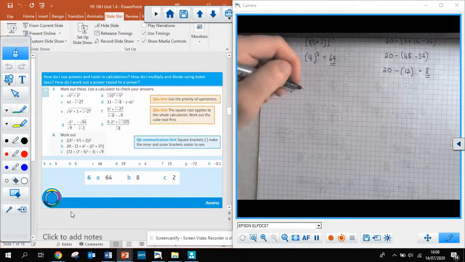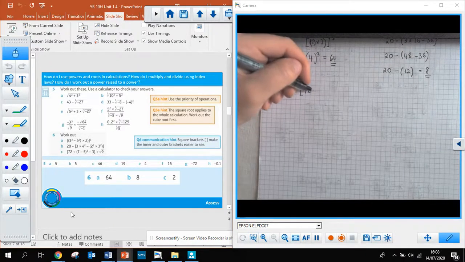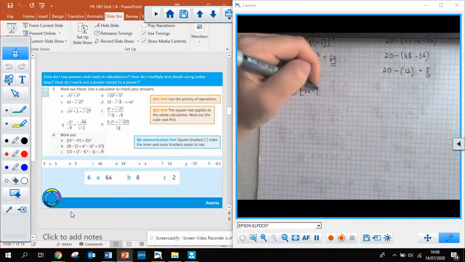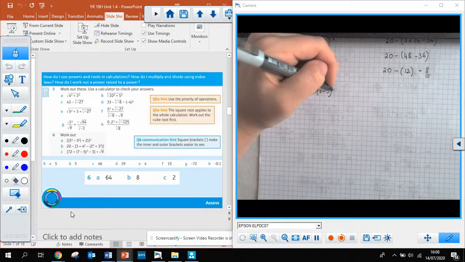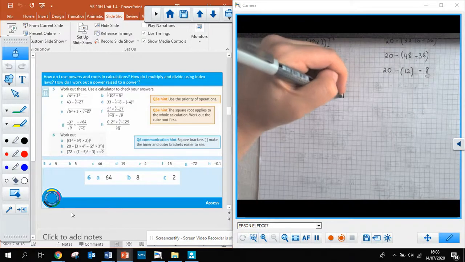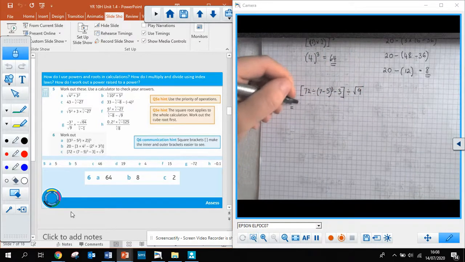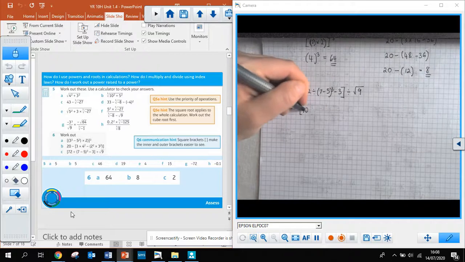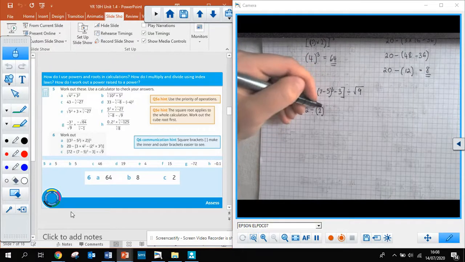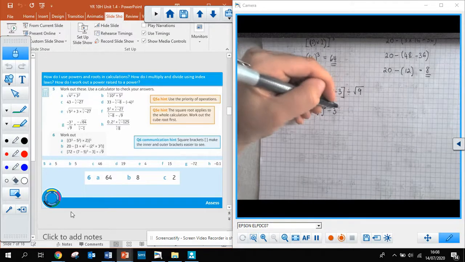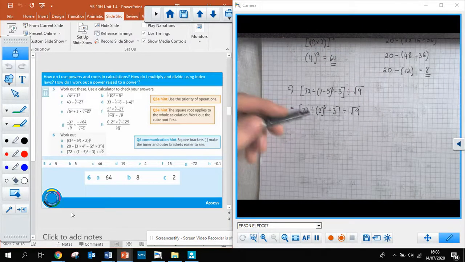We have 72 divided by (7 minus 5) cubed minus 3, all divided by the square root of 9. I'm going to keep my outer brackets for the moment. I need to do 7 minus 5, that gives me 2. It's going to be 2 cubed there, minus 3, divided by the root of 9. Deal with that bracket now.